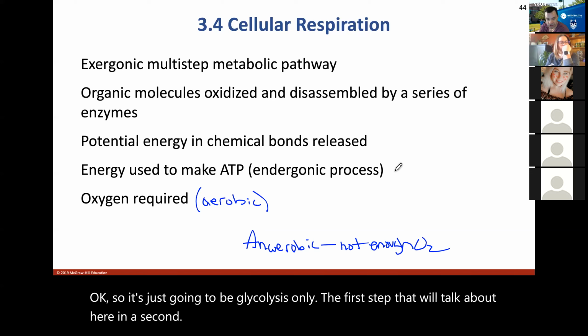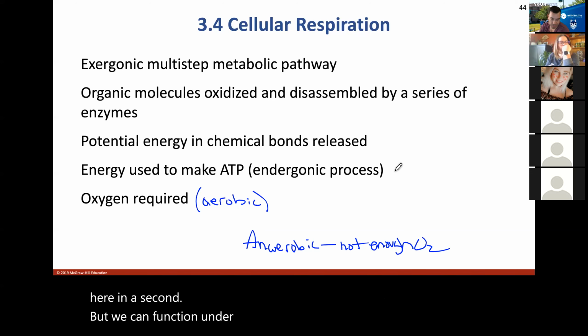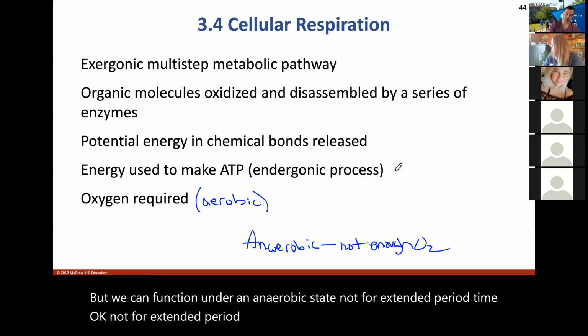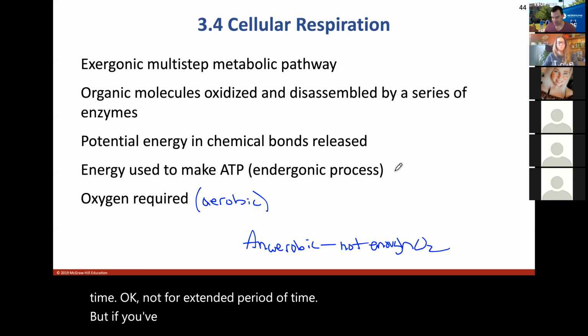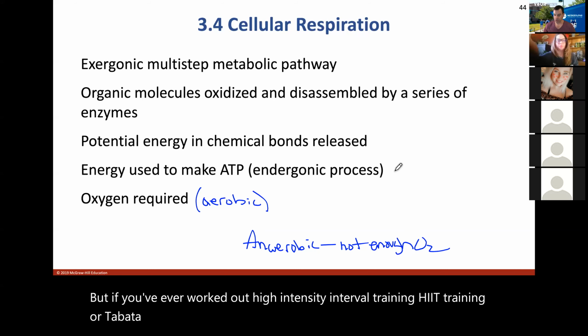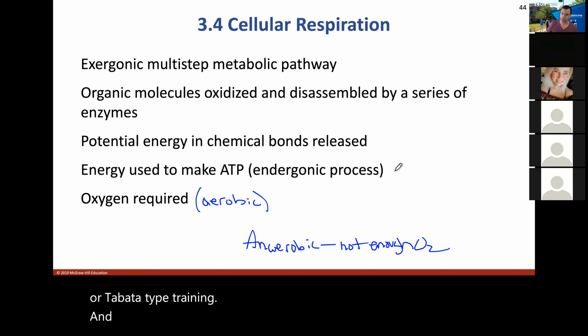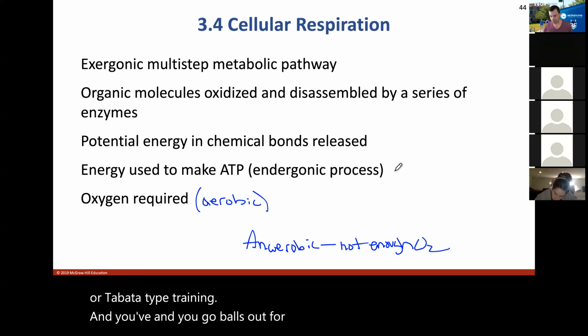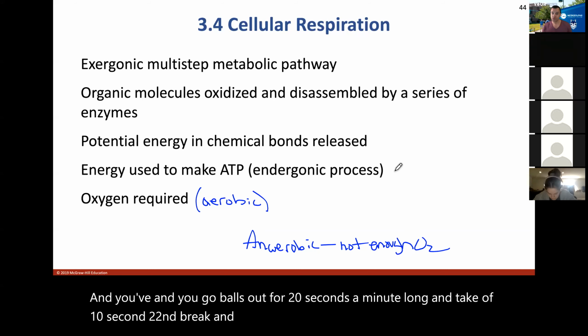But we can function under an anaerobic state, not for an extended period of time. But if you've ever worked out high intensity interval training, HIIT training, or Tabata type training, and you go all out for 20 seconds, a minute long, and take a 10-second, 20-second break, and then go back at it again, you've been in this anaerobic state.